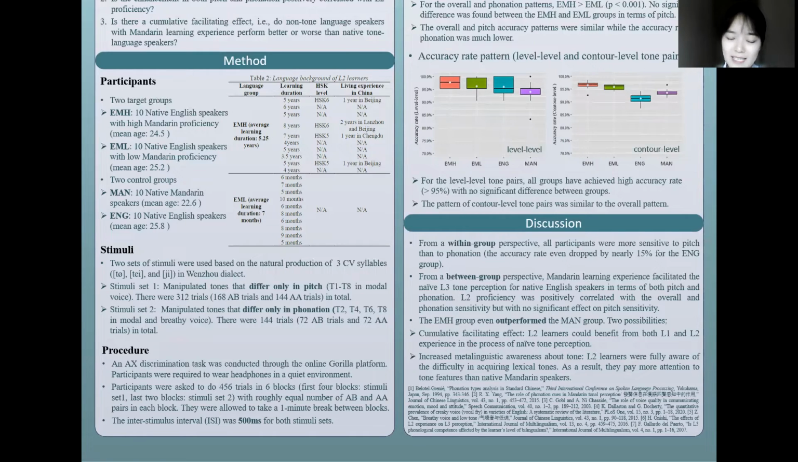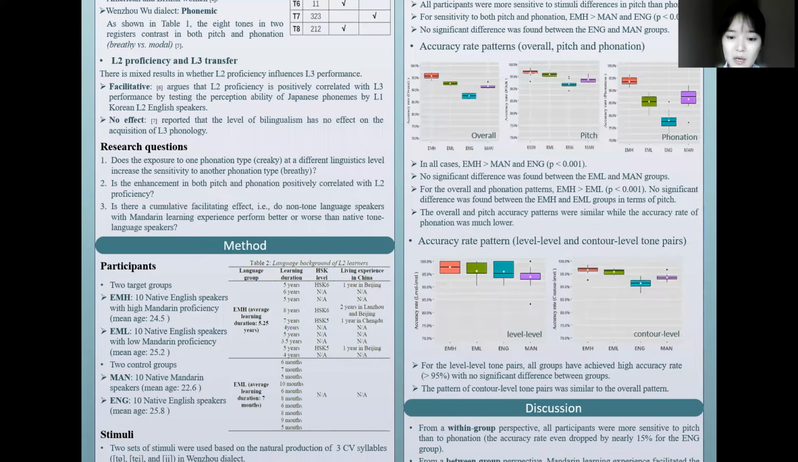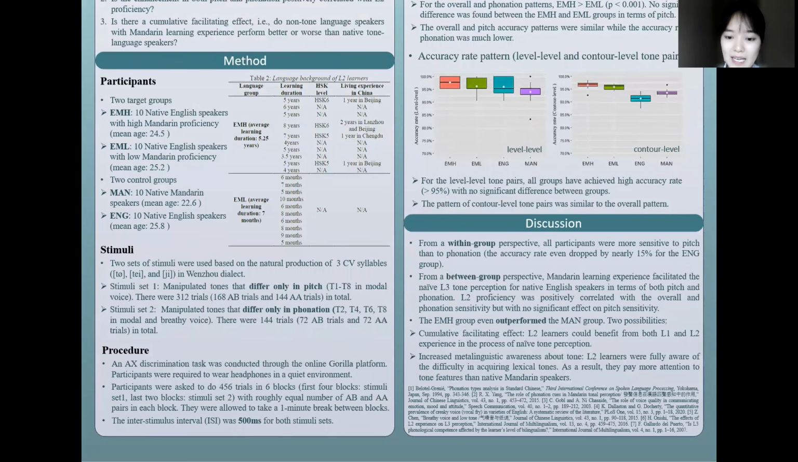Interestingly, in all cases except for the level tone pairs, we can see that the high proficiency L2 learners perform significantly better than the native Mandarin speakers, but there is no such pattern for the low proficiency group. This indicates that when L2 proficiency has reached a high level, the performance of native English speakers improved considerably, even surpassing that of native Mandarin speakers. And we think this may be related to cumulative facilitating effect and L2 learners' increased metalinguistic awareness about tone.